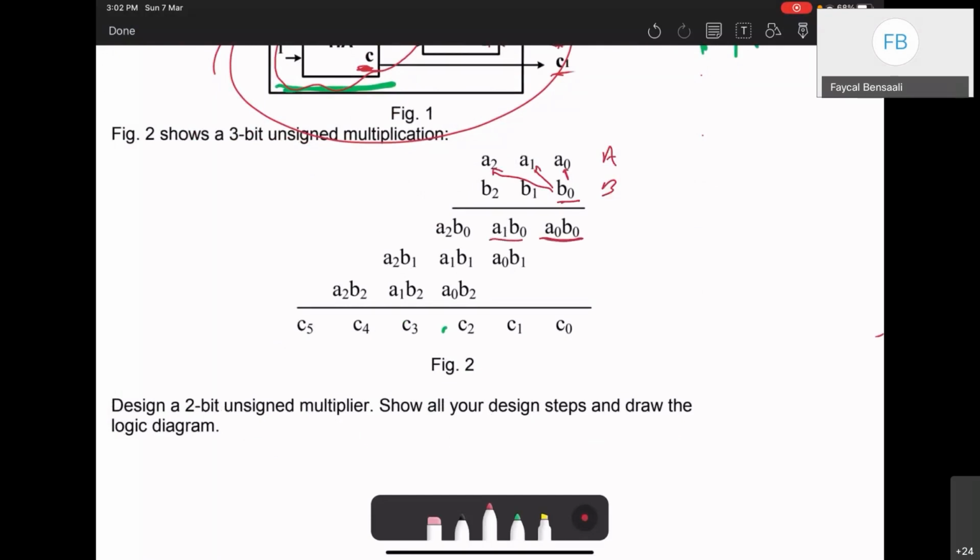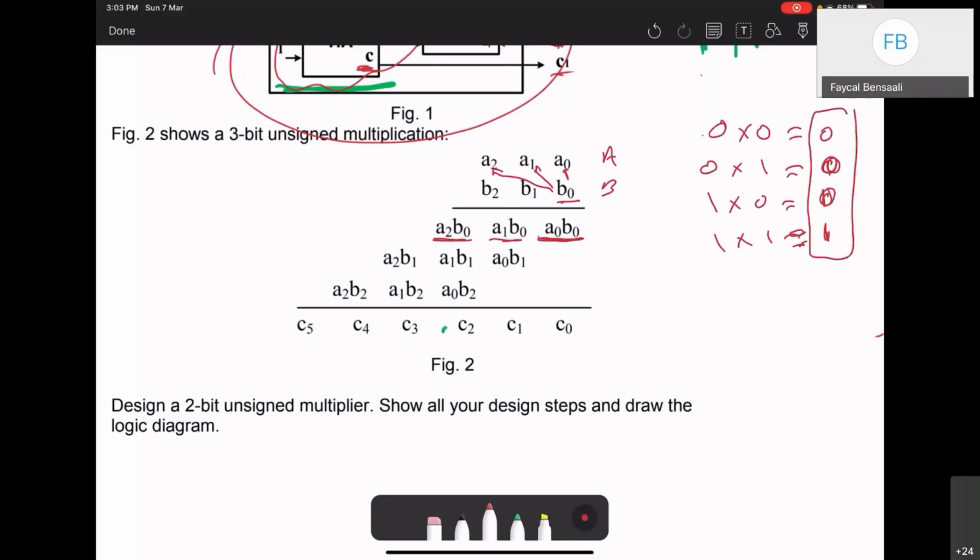What do you think this is? You can do it with which gate? This is just a simple AND gate. 0 by 0 is 0, 0 by 1 is 0, 1 by 0 is 0, 1 by 1 is 1. This is a very simple AND gate. Those we call the partial products. Those partial products in binary, we can get by just using an AND gate.